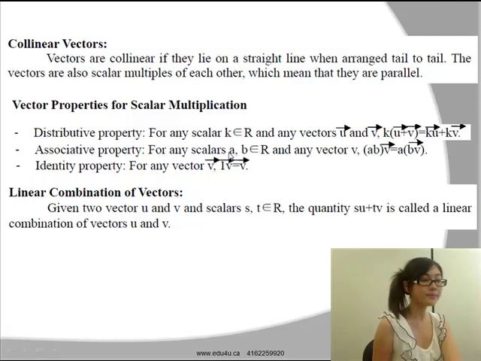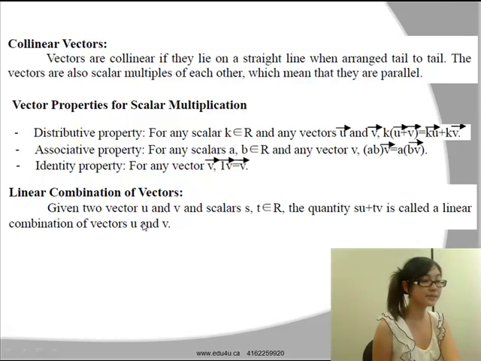Next, we have the associative property. For any scalars a and b, which belong to all real numbers, and any vector v, (a times b) times the vector v will be equal to a times (b times the vector v). And then we have the identity property. For any vector v, if we multiply it by 1, it will still be v.